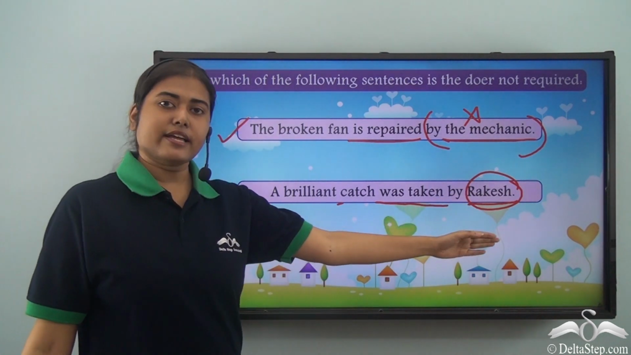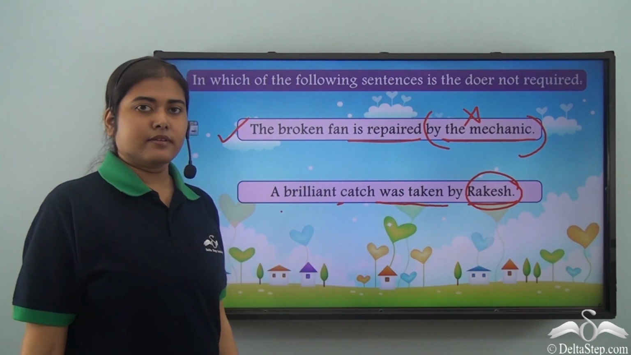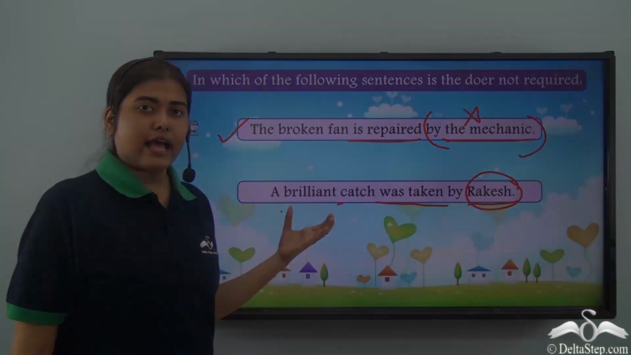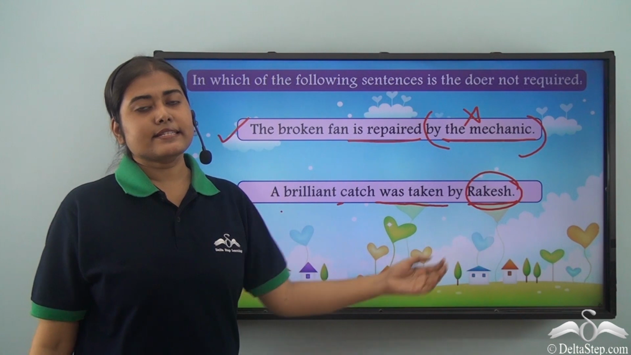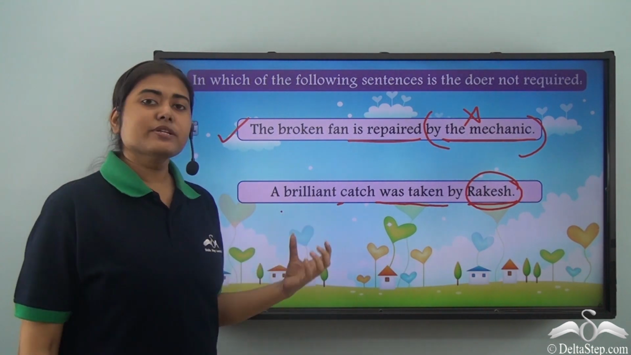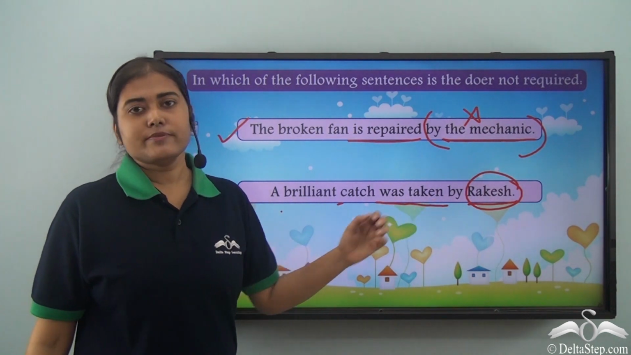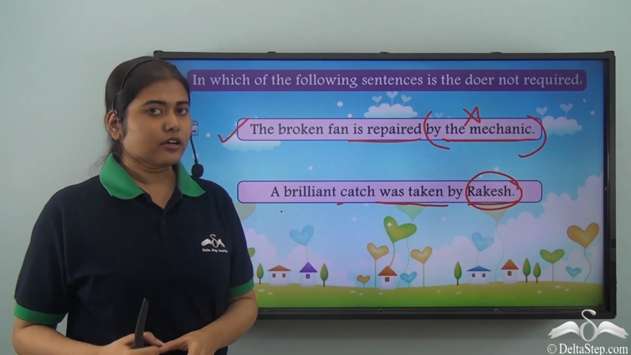Here the doer Rakesh is important to make this sentence complete, as in to say who has taken this cat. So if I omit Rakesh or the doer in this sentence, I am actually omitting a vital piece of information. So that is not permissible. So only in this case we can omit the doer.